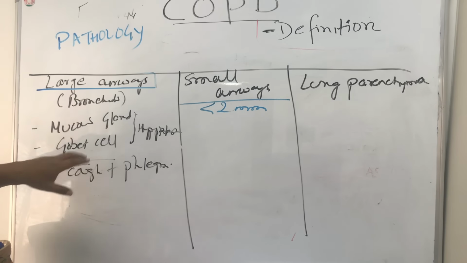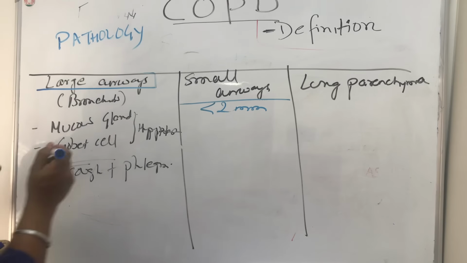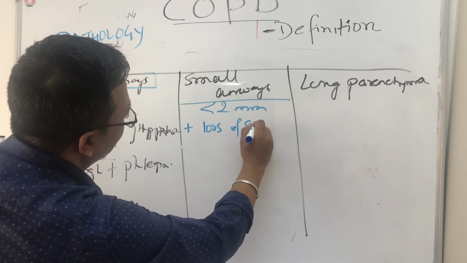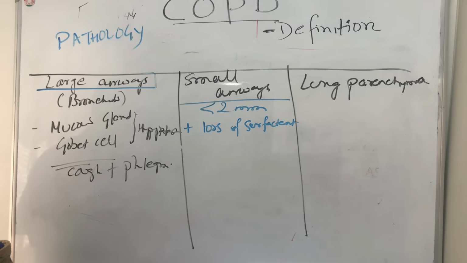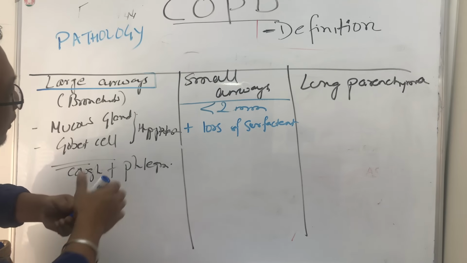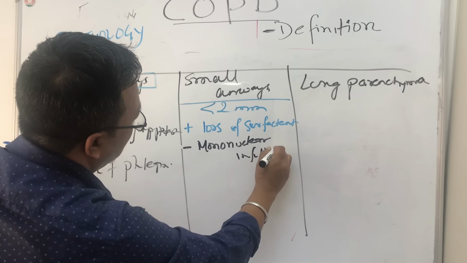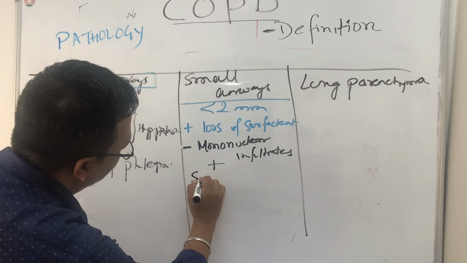So in the small airways also, there will be goblet cell hyperplasia, there will be mucous gland hyperplasia, plus there will be loss of surfactant secreting cells. And what happens? In the small airways, there will be lots of mononuclear infiltrates, plenty of macrophages. Plus, there will be smooth muscle hypertrophy.